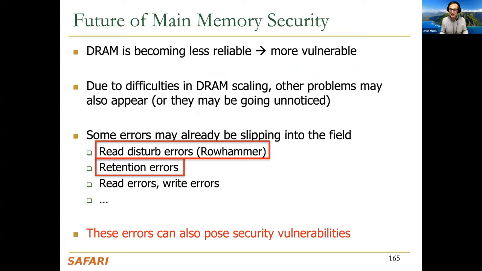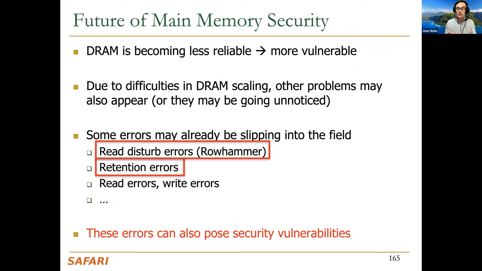Refresh rates are increasing. DRAM manufacturers are putting in error correcting codes as well as increasing the refresh rates. But even then, refresh is a difficult problem. Are there retention errors that are slipping into the field that may be exploited? Are there read errors, write errors? Who knows? I think there's an interesting area of research to look into these from a forward-looking perspective.